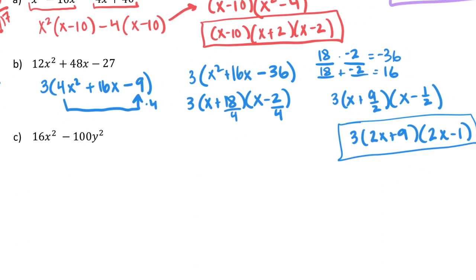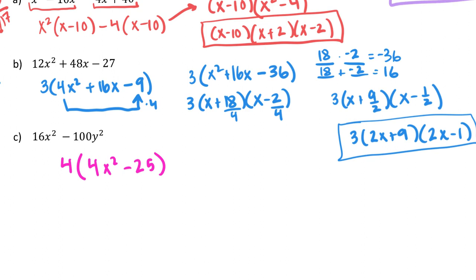I would say B is the hardest of the factoring. So that's the good news. C is not so bad because there's only 2 terms. And when there's 2 terms, you're going to use the difference of the squares. I think that the first thing we want to do is look for a common factor. There is a common factor of 4. So I have 4x squared minus 25.